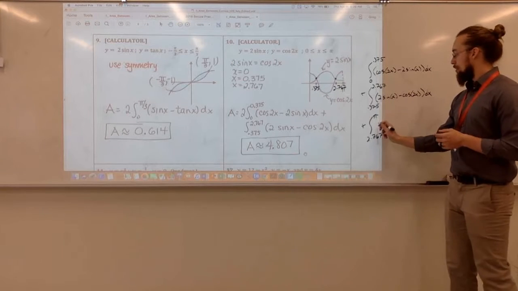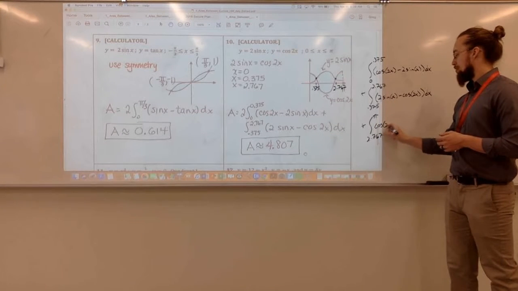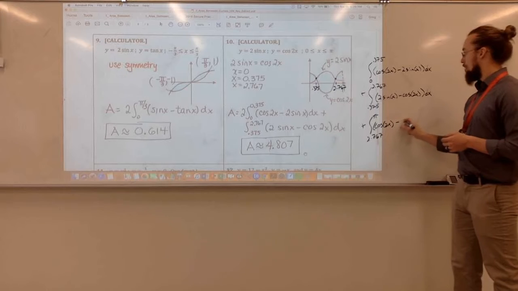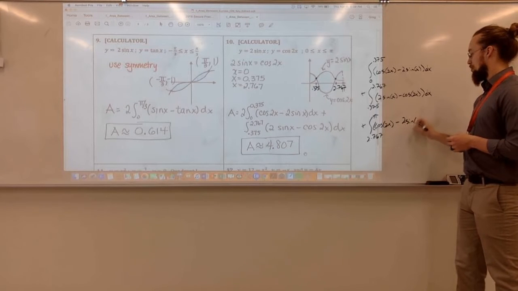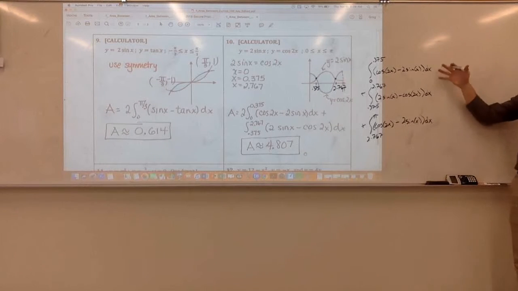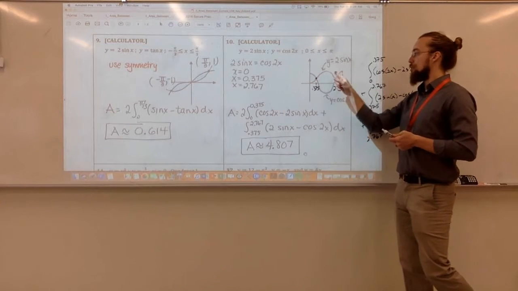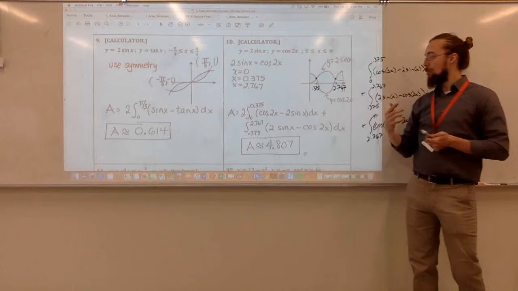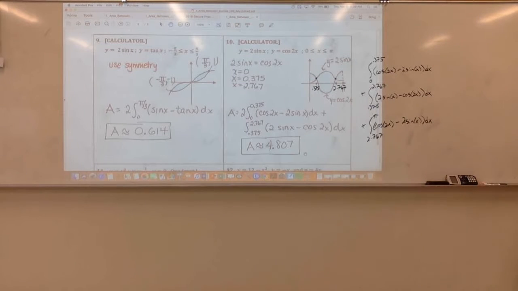And this time I'm doing cosine of 2x minus 2 sine of x dx. Okay, so I would need to add all three of these integrals together because the top function changes, right? So I need to split this up into three pieces, add all three of those together to get 4.087.